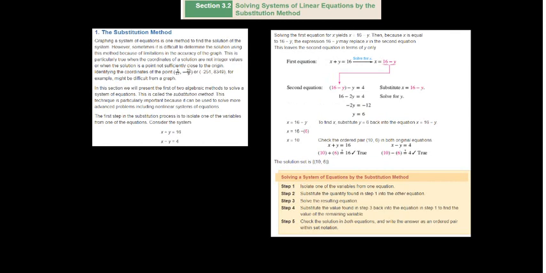Moving on, the substitution method. Graphing a system of equations is one method to find the solution. That graphing was section 3.1, but we're not covering that. I don't think we cover it in this course, but that's because it's super duper easy, right? We can't be having super duper easy stuff now, can we? So it reads, however, sometimes it is difficult to determine a solution using this method because of limitations in the accuracy of the graph. This is particularly true when the coordinates of a solution are not integer values.